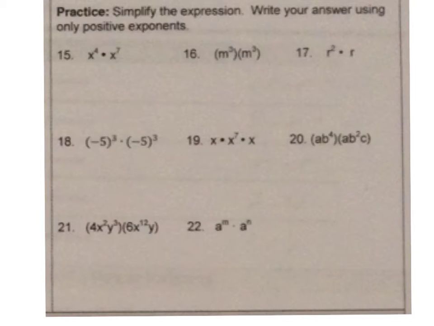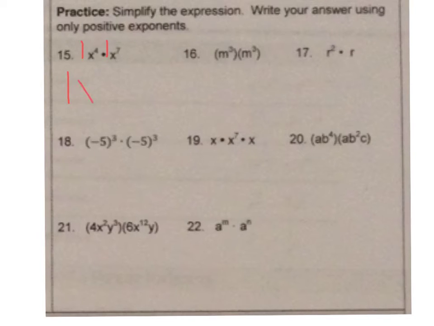Alright, now let's practice. It says to simplify the expression and write your answer using only positive exponents. Alright, so number 15 says x to the 4th times x to the 7th. Well, we're multiplying here with exponents, and our multiplication rule, or product of powers property, says to multiply the coefficients and add the exponents. Okay, so the coefficients here, when you don't see a number in front of the variable, remember it's an understood 1. So when we multiply the coefficients, the 1 times the 1, we still get 1.